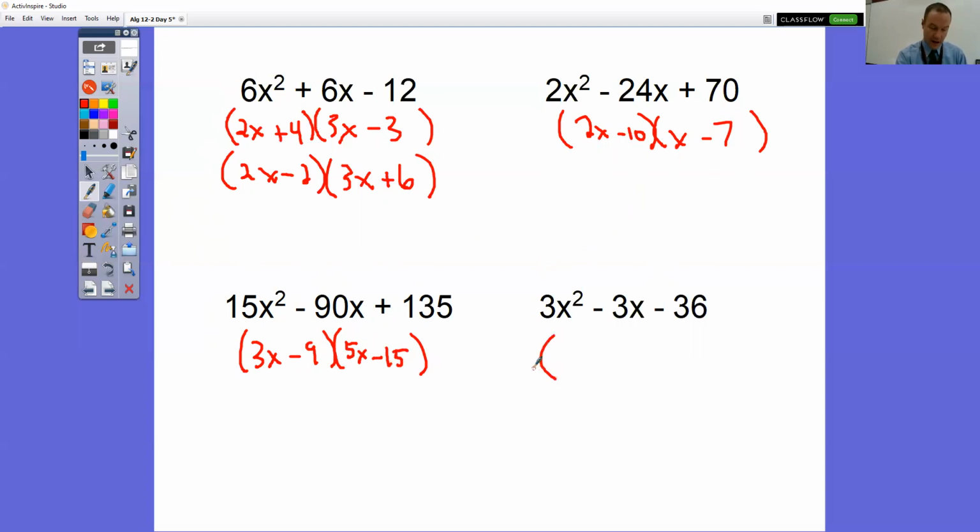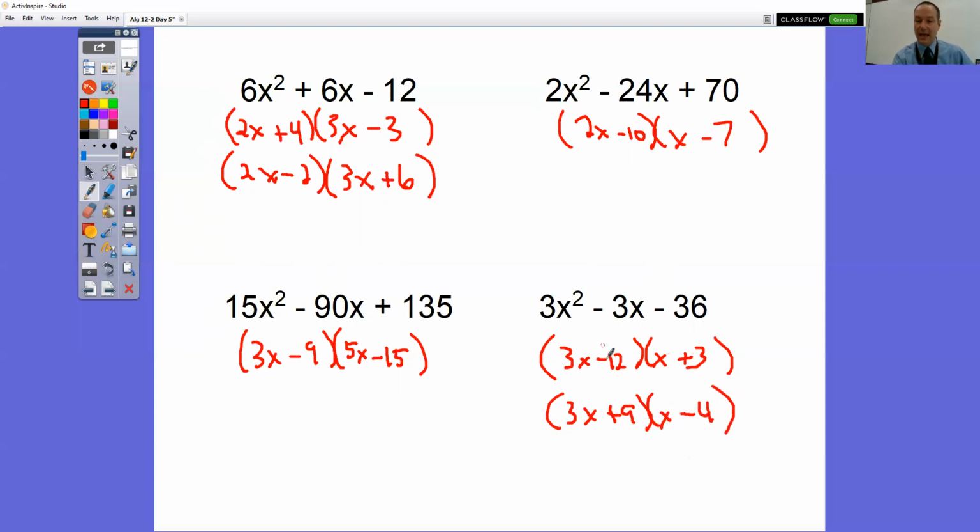In this one, there are two answers. We have a 3x and an x. And this would end up being a -12 and a +3. And then this one would be a 3x +9 and an x -4. So there's two different answers here. Inners would be -12, outers would be +9. That adds up to -3. And then inners here would be 9, outers here would be -12. That ends up being a -3 as well.